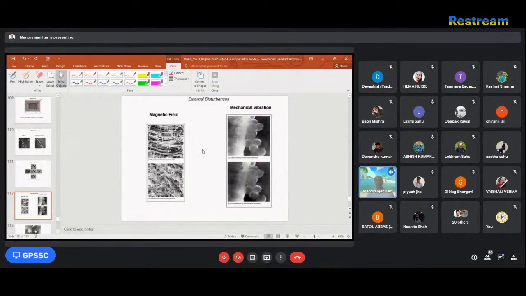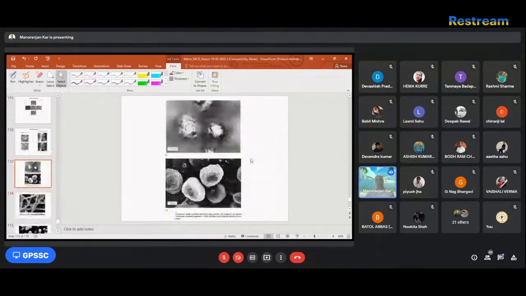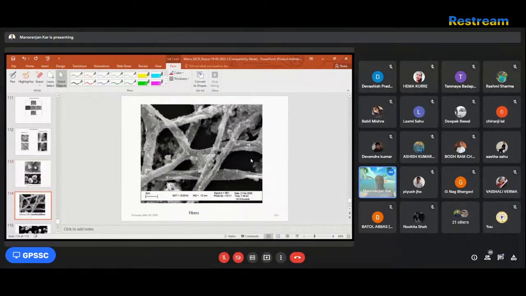And if you have a magnetic field, you see how the picture can be disturbed. This is too much. And mechanical vibration, how it can disturb. So while you are getting the same picture, you can realize whether the user has taken it properly or not. These are some of the pictures to help you realize that.